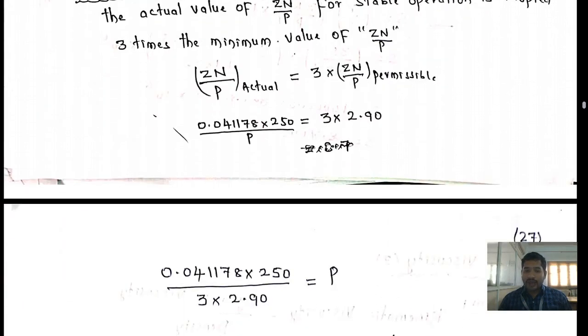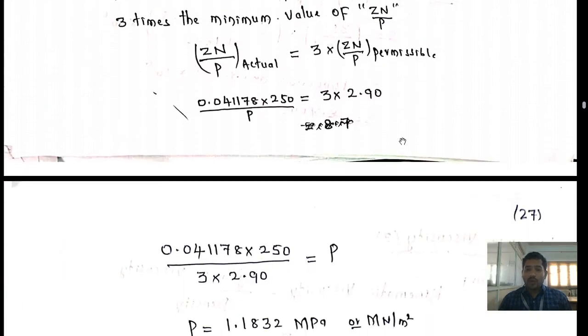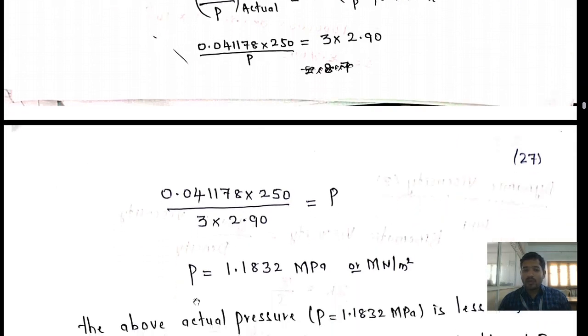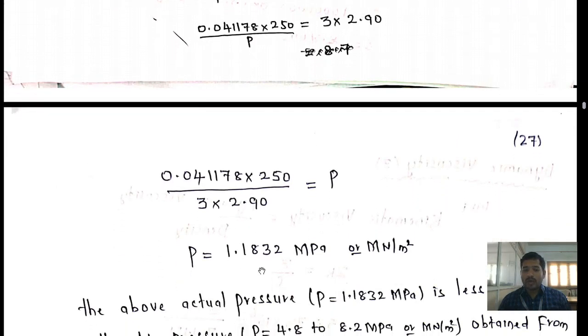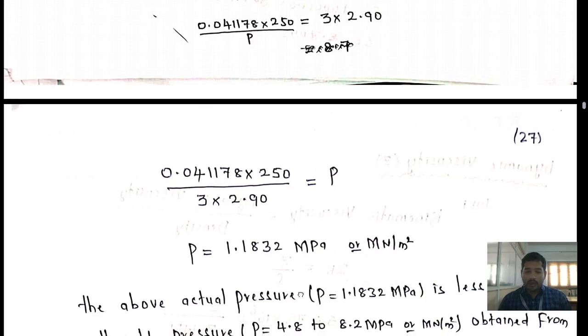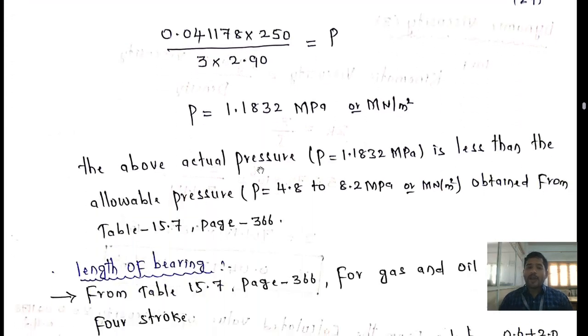So after that, what I am doing over here, we just cross multiply. This value should be kept as it is. Just you need to divide this value by 3 into 2.90. If you divide the value, then you will get the pressure as 1.1832 megapascal. So this means that this actual pressure, 1.1832 megapascal, should always be lesser than the allowable pressure.